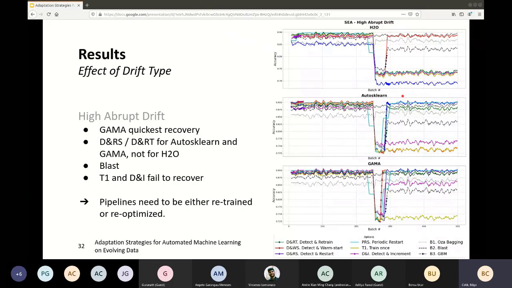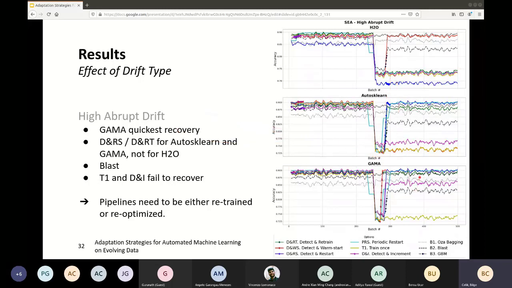Okay, let me move on to the results quickly. So first we look at the effect of the drift type on the pipeline optimization performance of different strategies. In the plots, you can see adaptation strategies with different colors for each of the libraries that we use. For high abrupt drift, you can see that high abrupt drift severely affects all AutoML methods, and only some of the adaptation strategies can recover after the drift point. Again, we can also see that gamma is the first one, the quickest one to recover with the evolutionary approach.